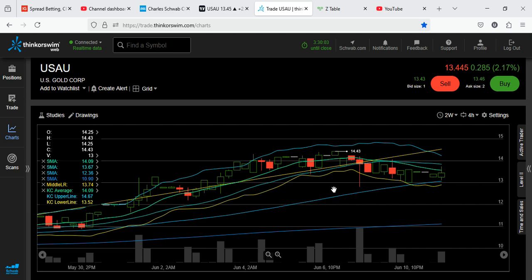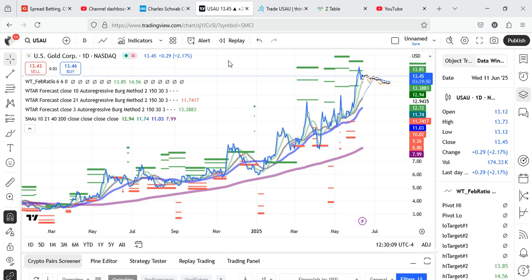Two trending stocks, USAU and XTIA. So we'll begin with USAU. It is up 2.17% in the regular session of today, the 11th of June. There's some news, but it's not out here, about its inclusion in the Russell 1000. So what we can see here is that the stock is in a strong bullish trend.